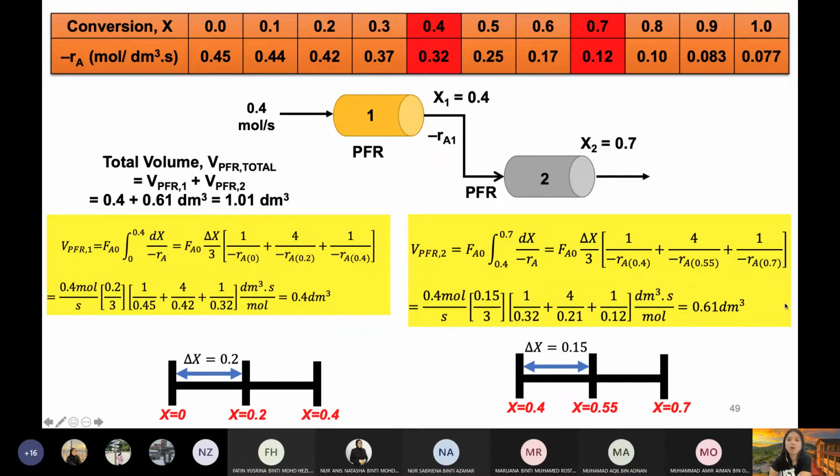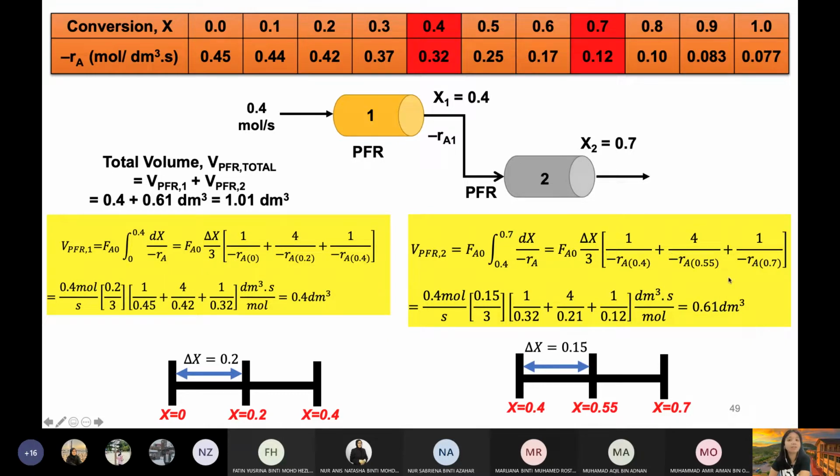Then you go to the 3 points. So it becomes 1 per minus RA at my X1, which is 0.4. When X1 is 0.4, my minus RA is 0.32. Done. Okay, next, 4 per minus RA at my middle X. My middle X is 0.55, right? So it becomes minus RA when my X is 0.55.